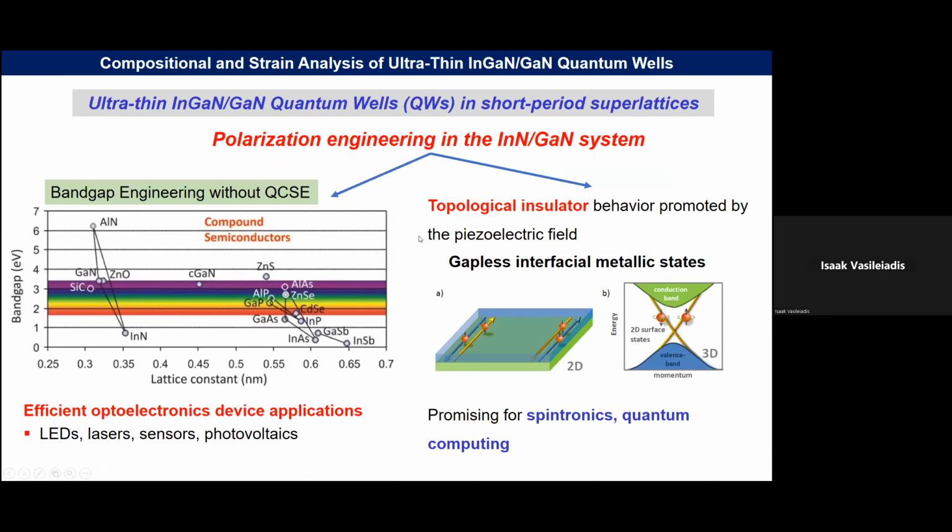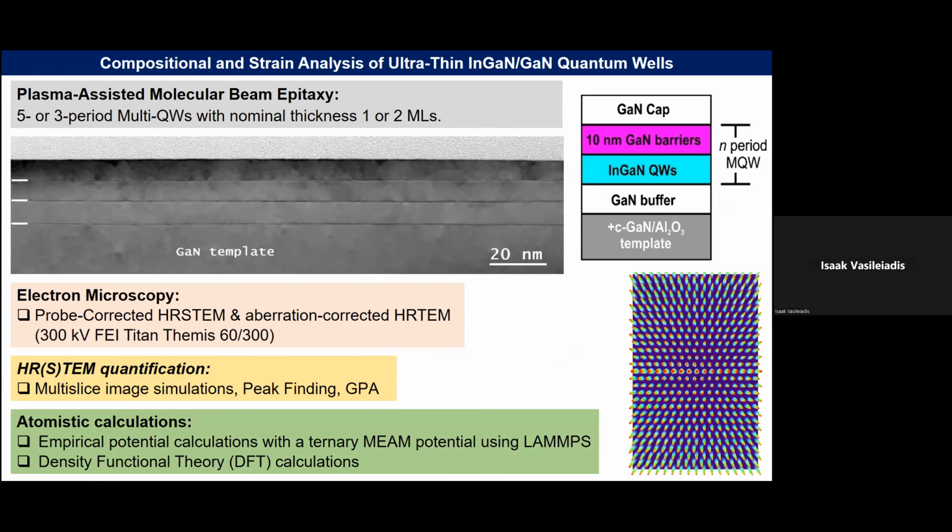Okay, let's move to the first one. Let me give you some brief introduction about these ultra-thin quantum wells. These novel materials can be used for bandgap engineering, covering all the visible spectrum, and they are promising for spintronic applications and quantum computing due to their potential topological insulator behavior. But in order to use these materials, we have to grow them, and it's extremely difficult. Here I will show you.